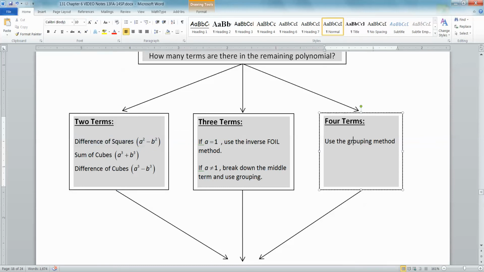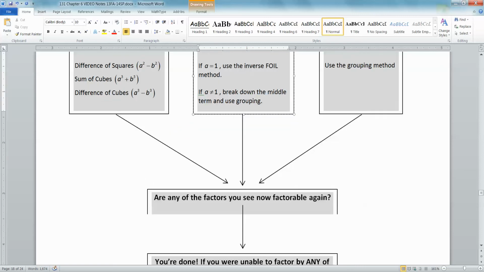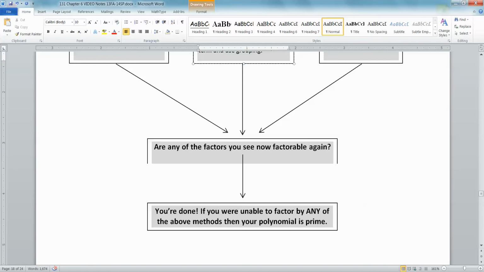All right, if it's 4 terms, that's also pretty easy because it's kind of obvious that it's factoring by grouping. And factoring by grouping isn't that bad. You just have to know what you're doing. And then that leads to the 3 terms, the trinomials. They're evil. All right, if a is equal to 1, actually, they're not too bad. If a is equal to 1, you're okay. It's when a is not equal to 1 that you have to break it all down using the middle term and break it up into grouping and all that good stuff. Pretty brutal.